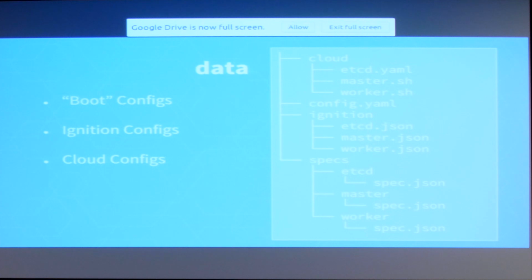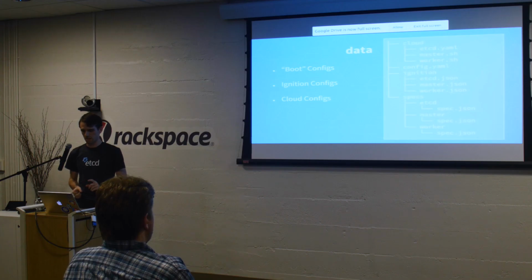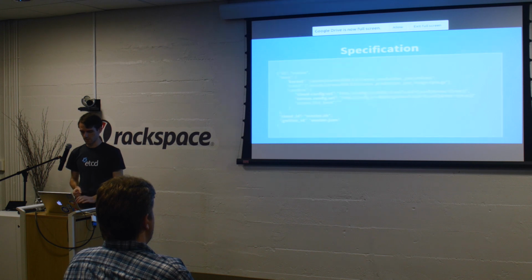There are 3 pieces of information. Boot configs, that's used loosely because we support a bunch of different network environments, or the goal is to support a bunch of them. Ignition configs, which I'll talk about in detail, and cloud configs, which I'll also talk about.